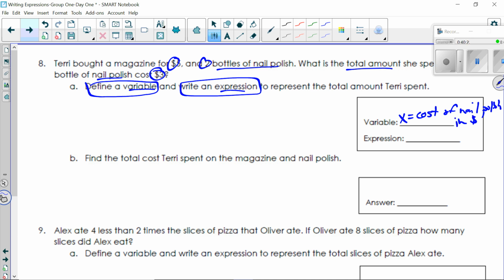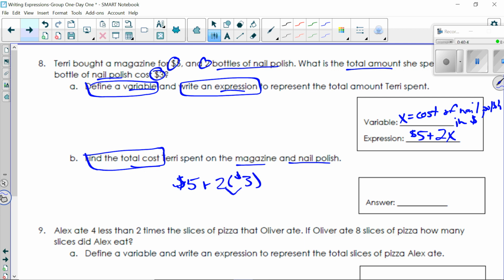And my expression, I had the $5 for the magazine and 2 bottles of nail polish. Like I said, it made it harder because they gave it to you all in one piece. So now my total cost spent on the magazine and nail polish. So that's what we're trying to do. I now have the $5 plus 2, and here's where the information they gave me comes in. Order of operations, I do the 2 times 3 first. 5 plus $6 for a total of $11.